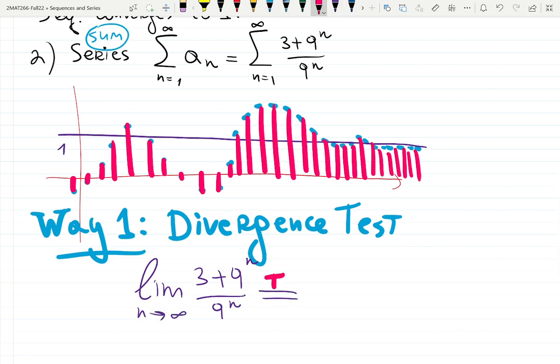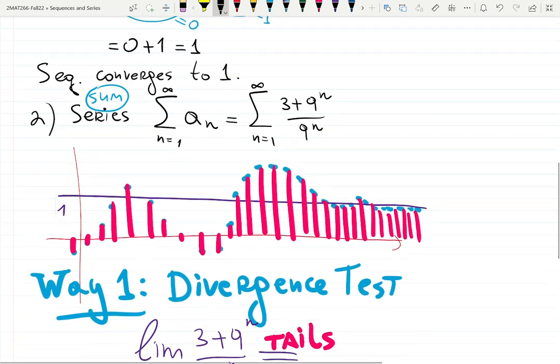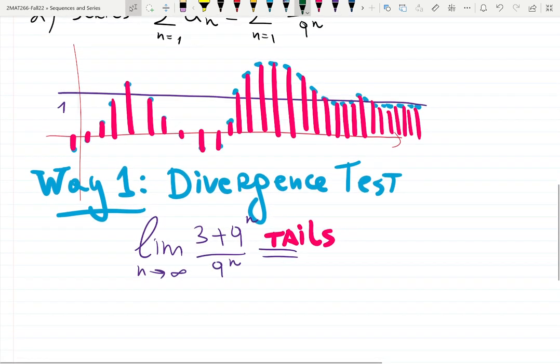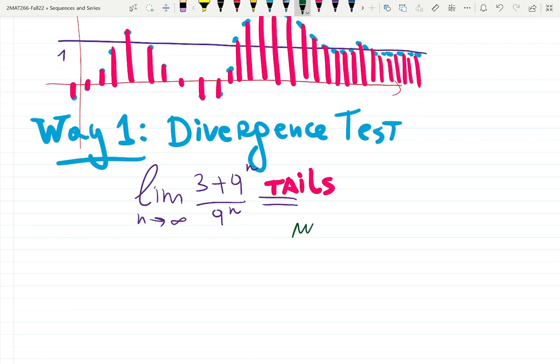That's what I call them, the tails. Does the tail of this series blow up or not? In order for the series to converge, the tail should go to 0. This is still not enough to converge, but at least we know it should go to 0. If the tails do not go to 0, the series definitely blows up. So let me represent this way. Must be 0. Must be 0.